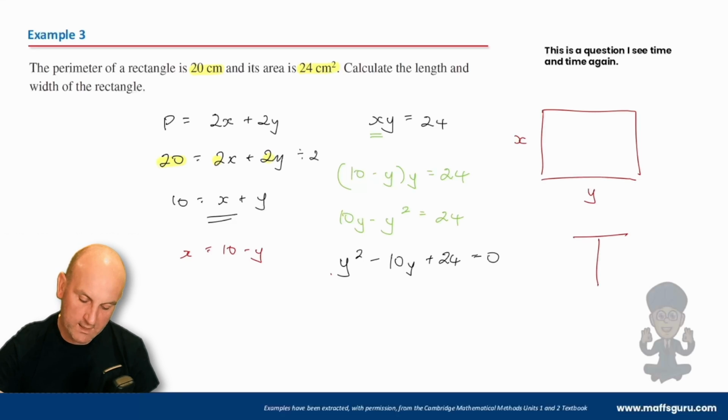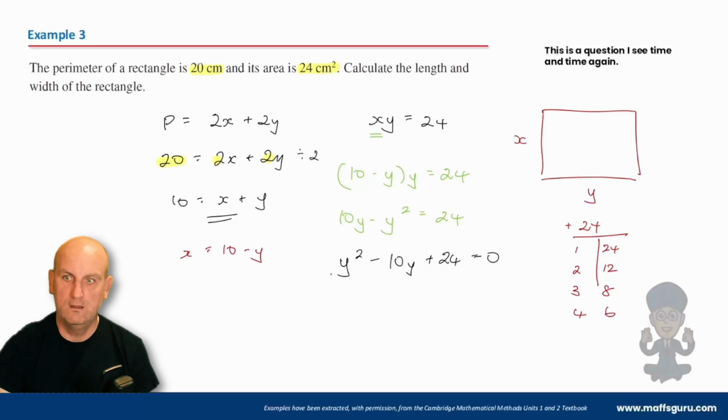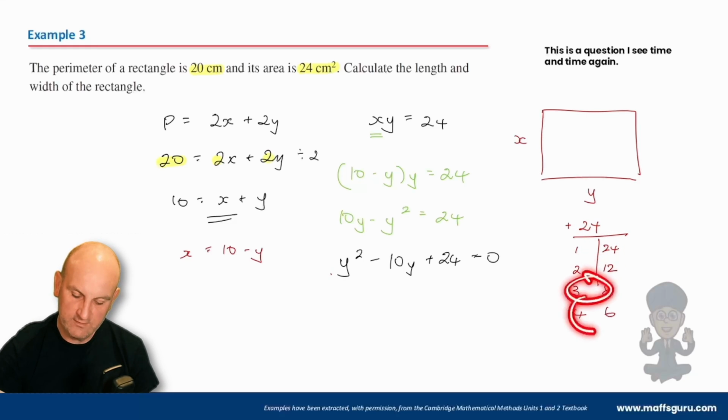And I take my 1 and my 24 and multiply it. God, why do I keep getting 24s all the time? So 1 and 24, 2 and 12, 3 and 8, and 4 and 6. Right, so that was positive 24, and I'm looking for minus 10. Huh? How am I going to get minus 10? Well, 1 plus 24 is 25. That's going to give me 14. That gives me 11. That gives me 10.